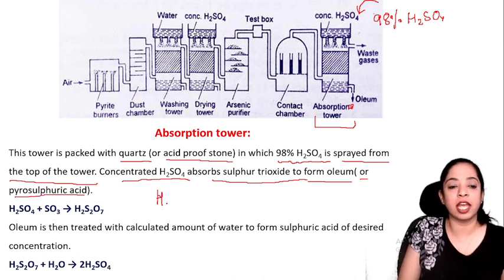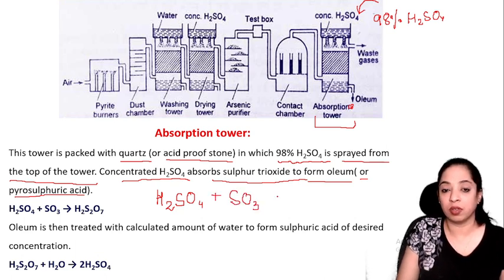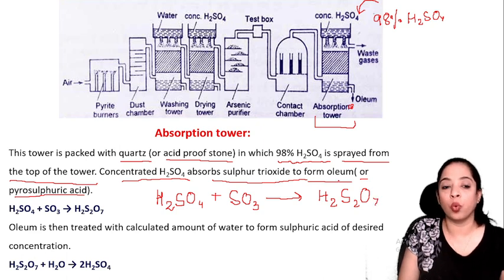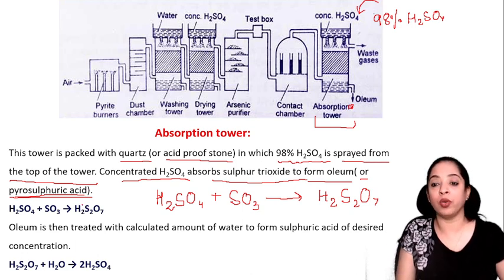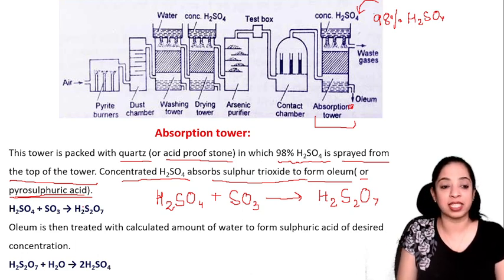You see here this concentrated H2SO4 reacts with this SO3 gas, which we got from the contact chamber, and it forms oleum, H2S2O7. This is known as oleum or pyrosulfuric acid. Both the names you have to learn very carefully, oleum or pyrosulfuric acid.